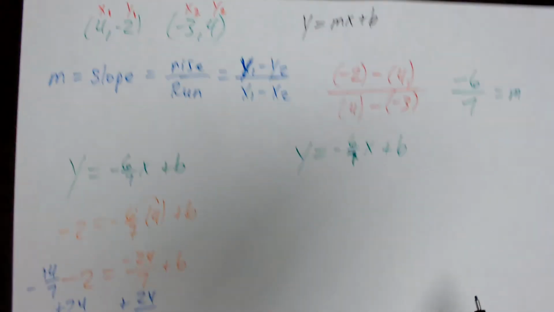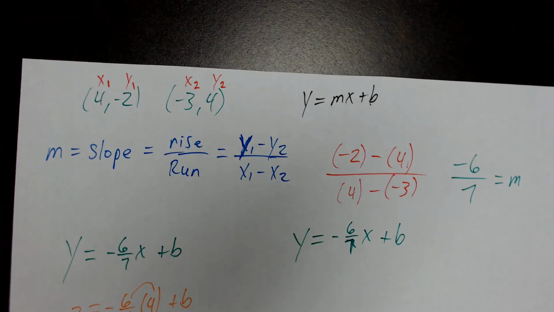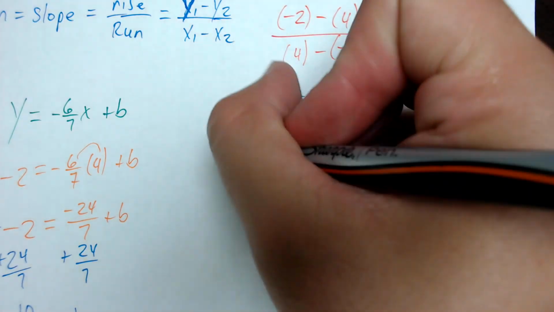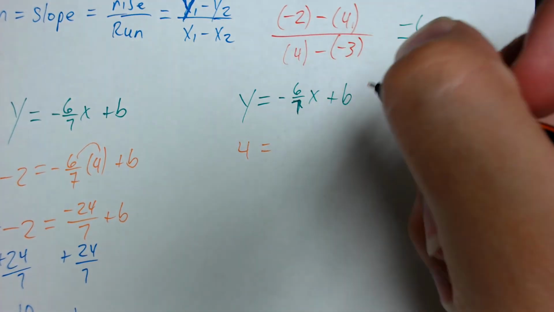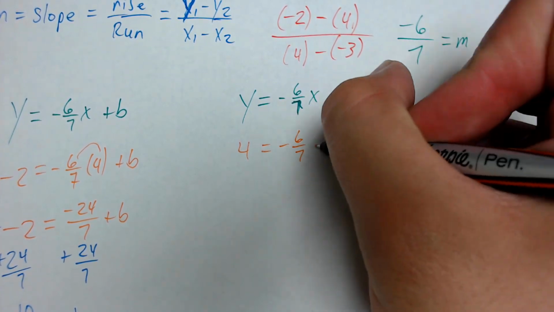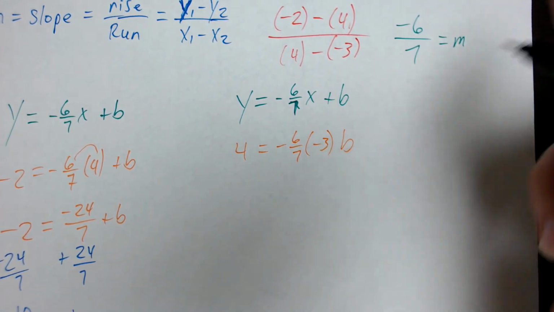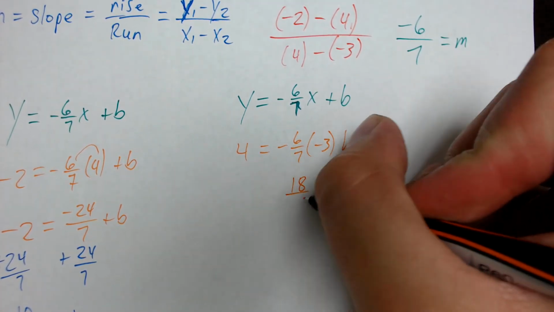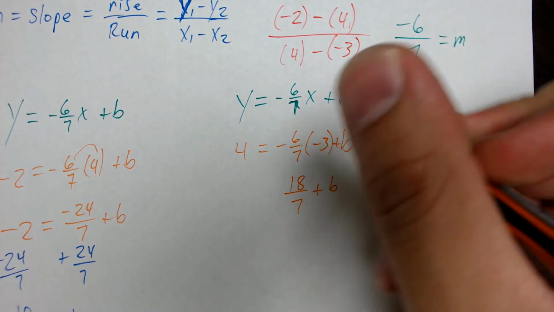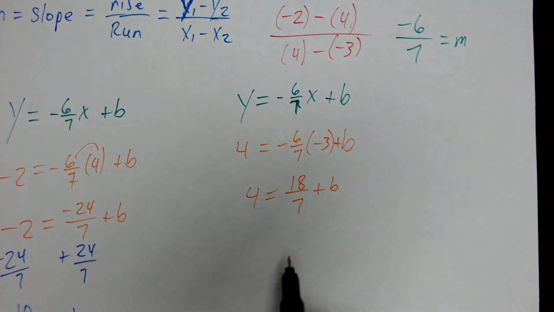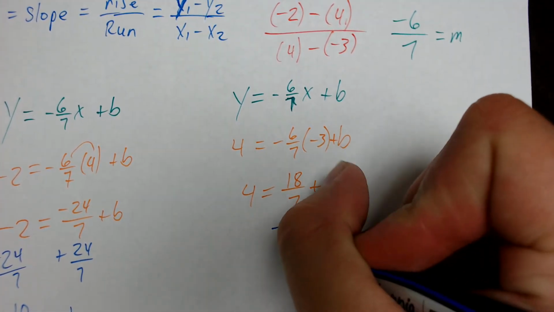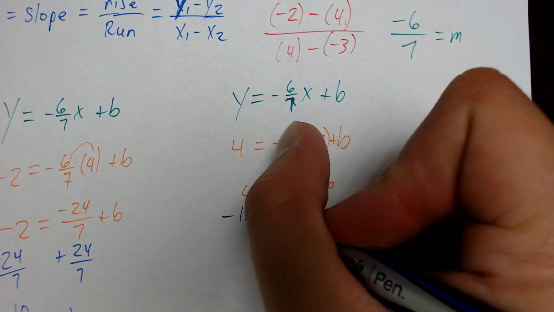Now if I take these 2 points, I get the exact same answer over here. So I'll take negative 3 and 4 and plug them in there. Instead of y, I'm going to put positive 4. Instead of x, I'm going to put negative 3, and then b will remain the same. So negative 3 times negative 6 gives me positive 18 over 7 plus b. That's going to equal positive 4. In order to solve for b, I'm going to move the 18 over 7 to the other side, so I'll subtract 18 over 7 from each side.